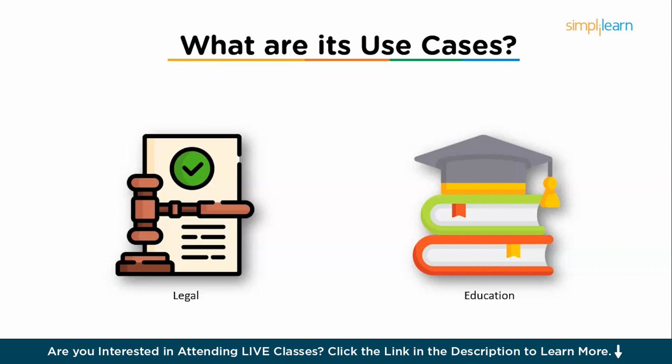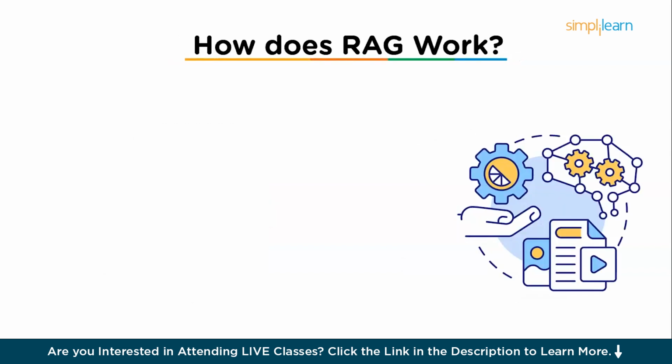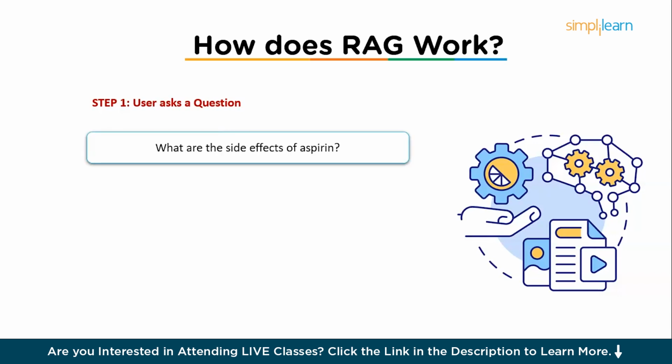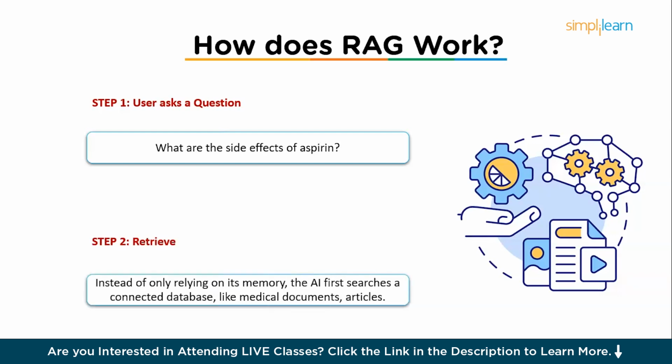Now let's move on and see how does RAG work. Let's break it down into simple steps. The first step is the user asks a question. You type something like, what are the side effects of aspirin? And then step 2 is retrieve. Instead of only relying on its memory, the AI first searches a connected database like medical documents, articles, or PDFs. This is done using something called a retriever model like BM25 or dense vector search.